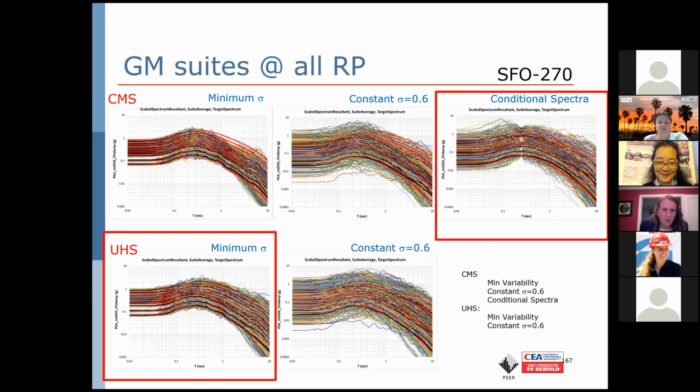Here's a comparison of just the overall suites. I find it fascinating because it really shows you the range of ground motions that were used for the analysis by the analysis group. Those are highlighted in the red boxes.